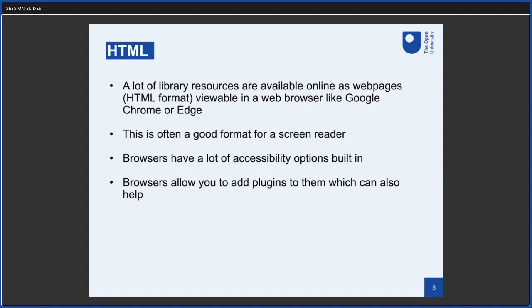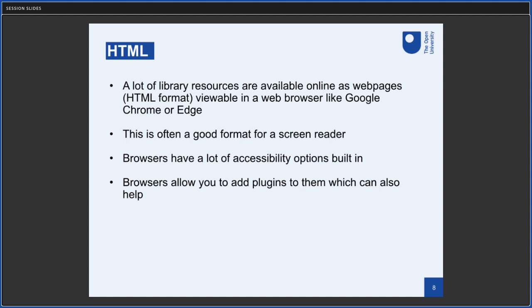So next we're going to be talking about HTML. A lot of library resources are available online as web pages, in HTML format, that can be viewed in a web browser like Google Chrome or Edge. This format provides quick and straightforward online access as there's no need to download resources. HTML format is usually compatible with text-to-speech and screen reading software.